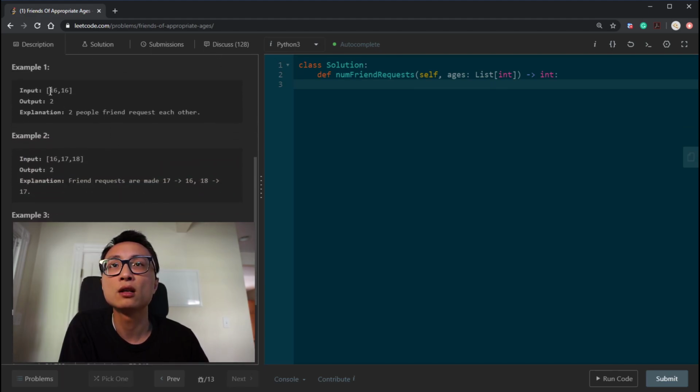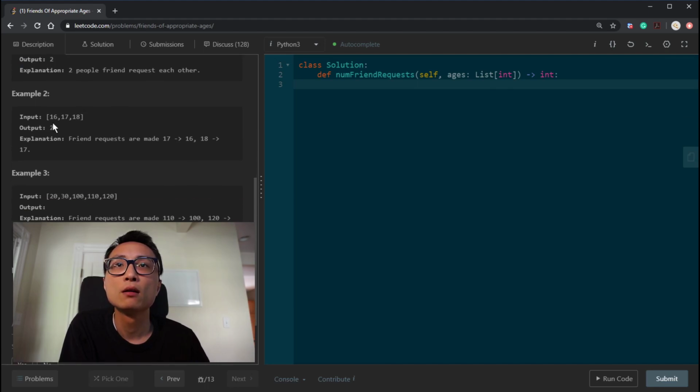So looking at example, 16, 16. It's going to be requesting among themselves between these two, so it's two friend requests. 16, 17, 18: the 16 will never initiate a request to anyone because the other two are older than him. So the only possibility is 17 and 18 requesting this 16. So we do have a 17 to 16. But the 18 is not requesting friendship with the 16.